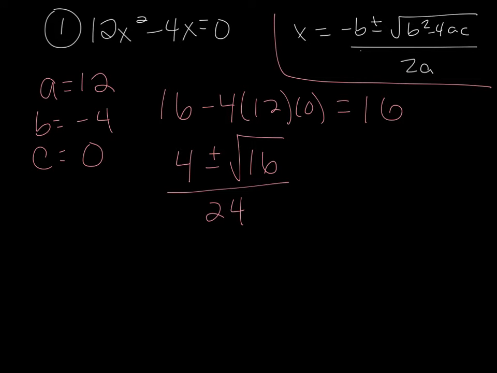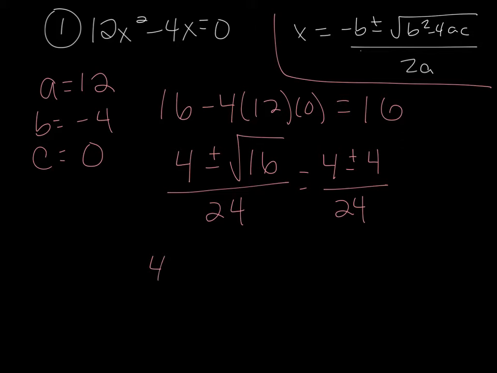Then you look at the square root of 16. Is there a square root of 16? Yes. So we get 4 plus or minus 4 all over 24. I don't need an i in this problem because the discriminant, the 16, was not negative, so I did not have a negative in my square root. But since there's no more square root, I need to actually find my answer.